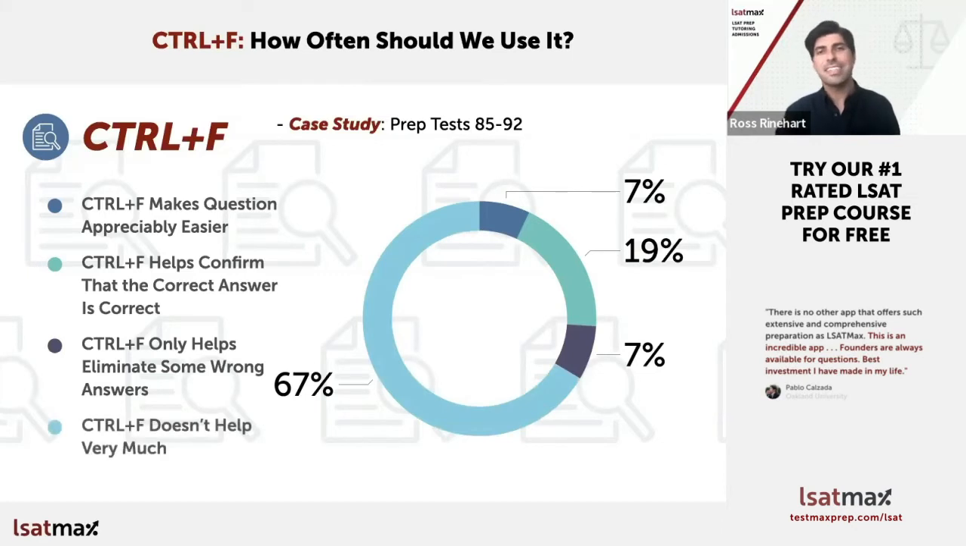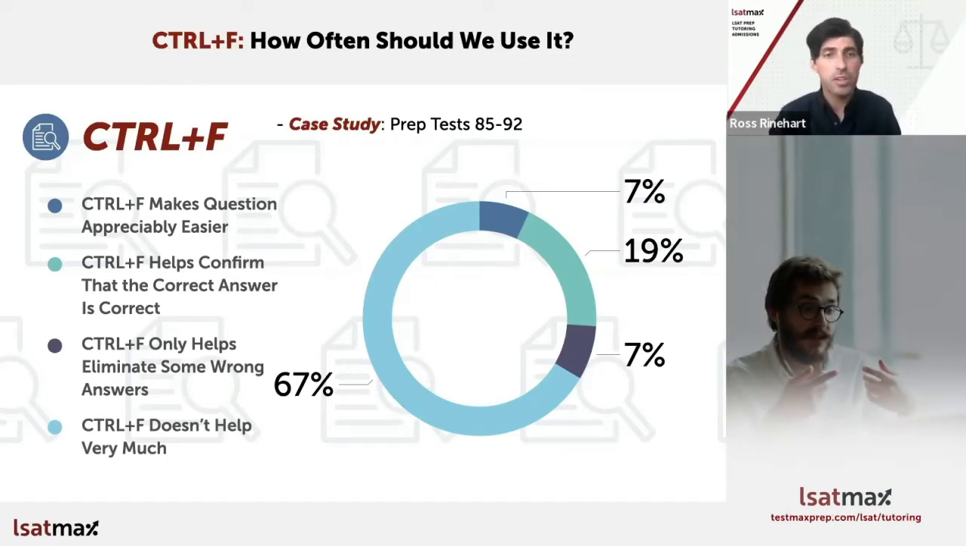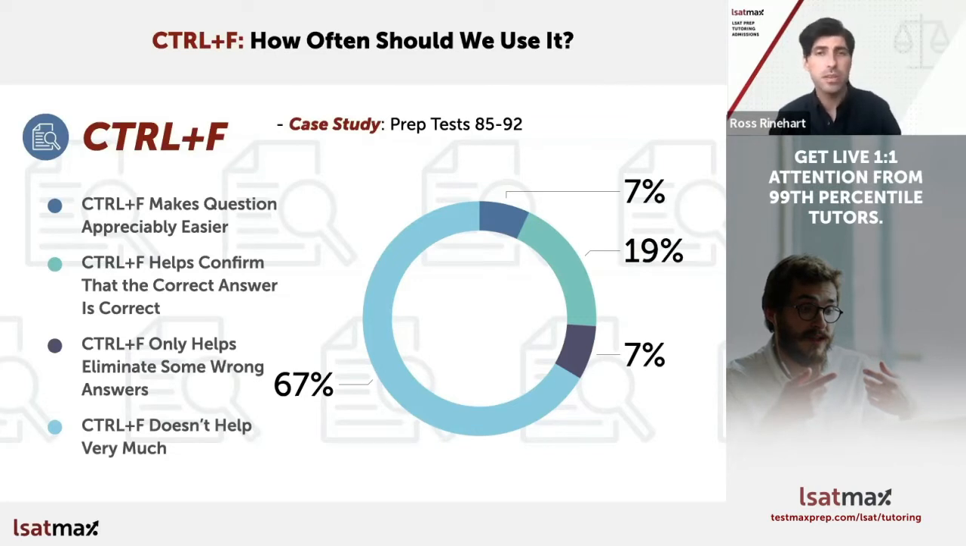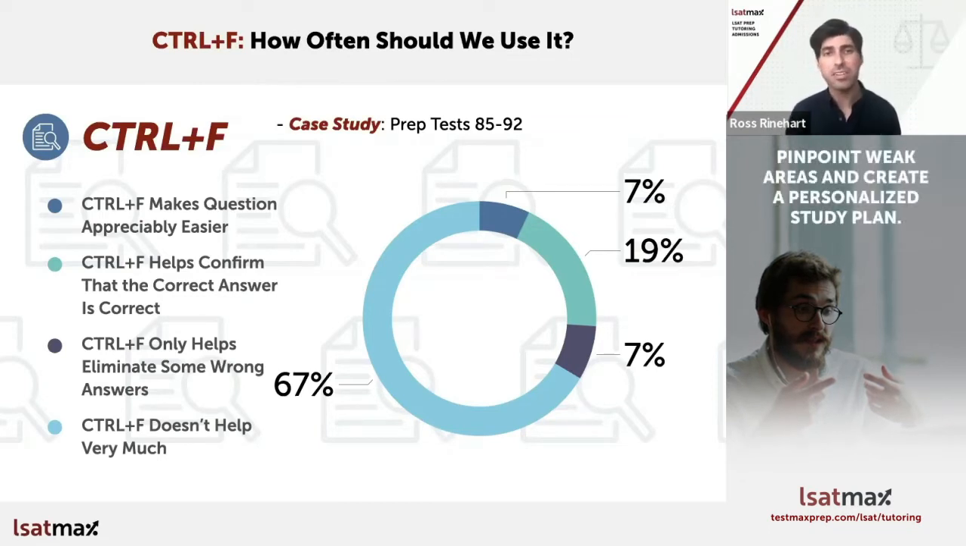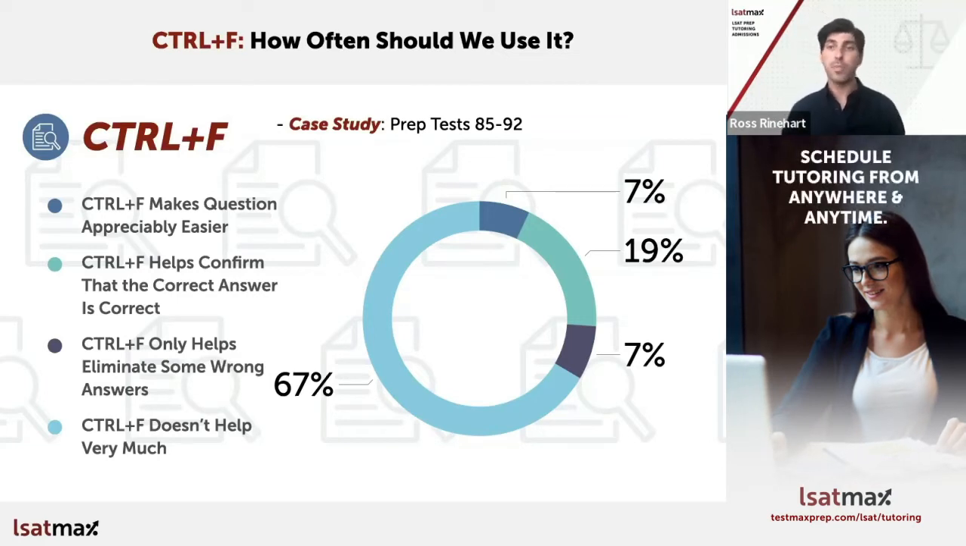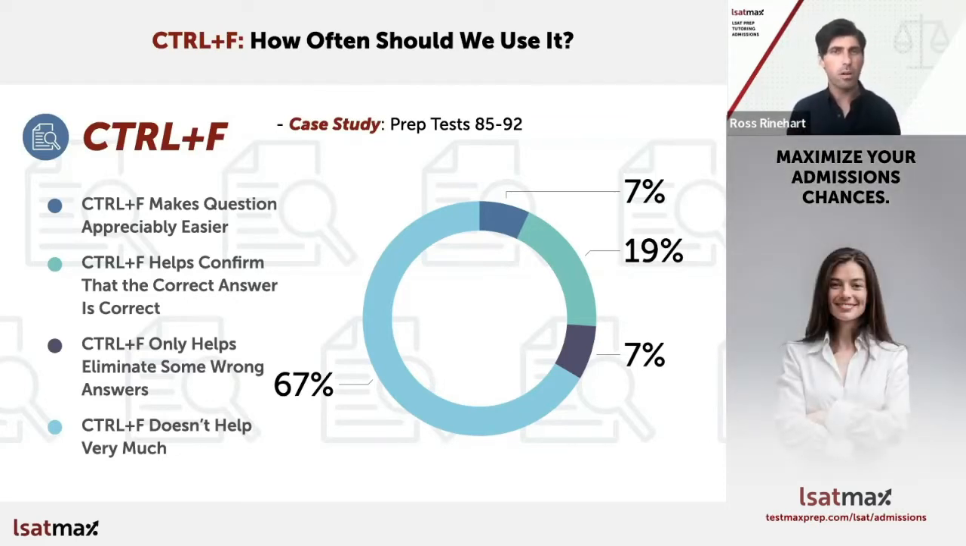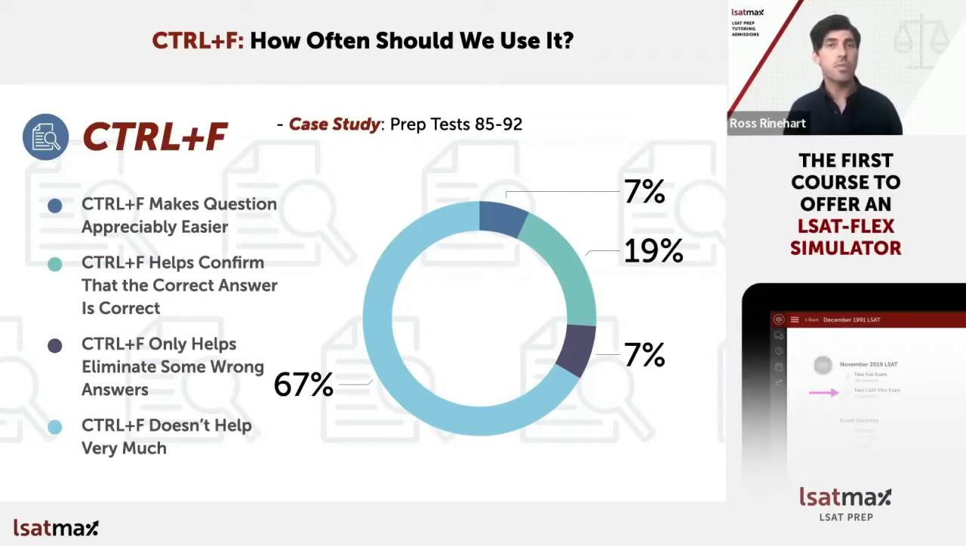And that leaves 67% of the questions on which I found that Ctrl+F just did not help very much. Now, there's a variety of reasons why Ctrl+F doesn't help very much on these questions. For some of these questions, they're just not asking about a specific thing in the passage. They could be asking for a big picture, takeaway point from the passage, like what's the passage's main point, or what's the author's primary purpose in writing this passage. These aren't necessarily details in the passage that you can search for using Ctrl+F. They're more general points that you need to come up with on your own after reading the entire passage.